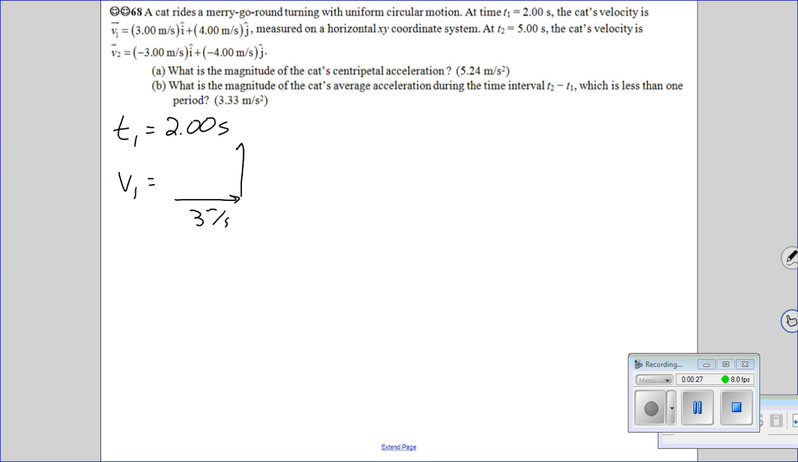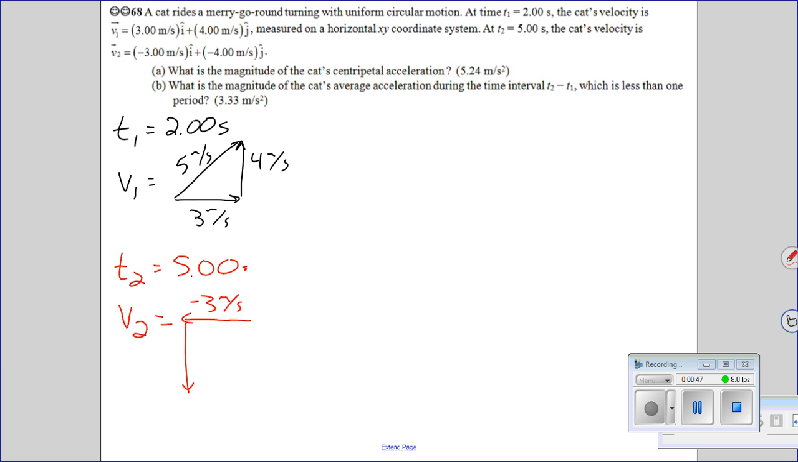and a vertical component of 4 meters a second, which means the overall velocity is going to be 5 meters a second. And then it tells us that at some time later, at t2 equals 5 seconds, the velocity at that instant has a horizontal component of negative 3 meters a second and a vertical component of negative 4 meters a second. So your overall velocity is going to be 5 meters a second this way.